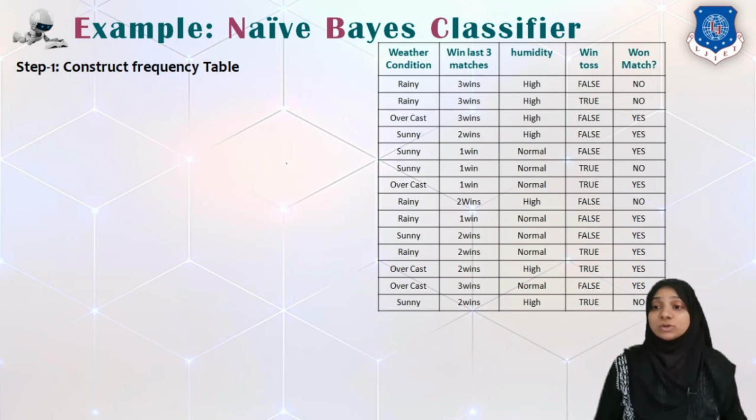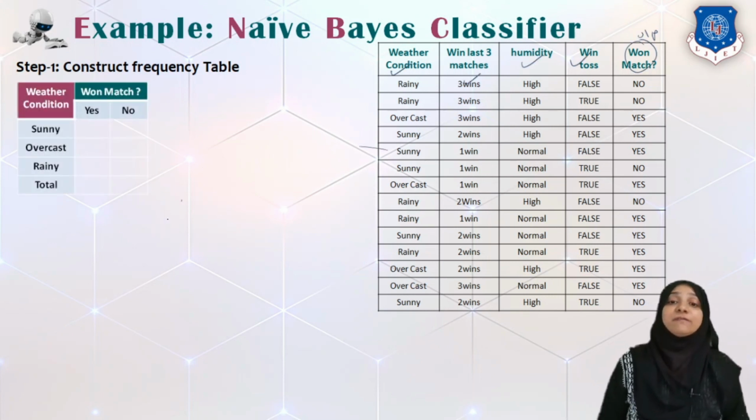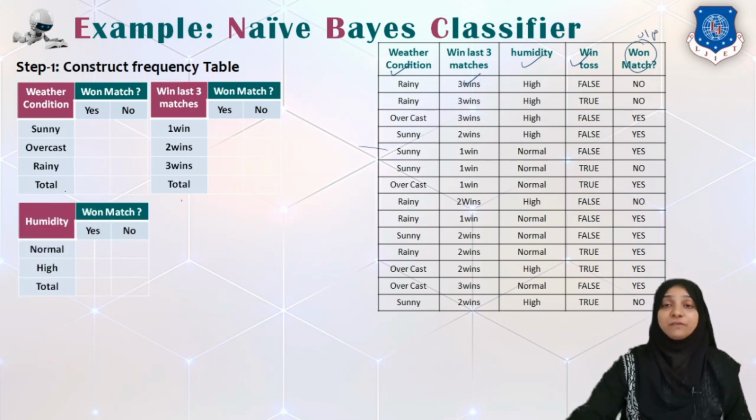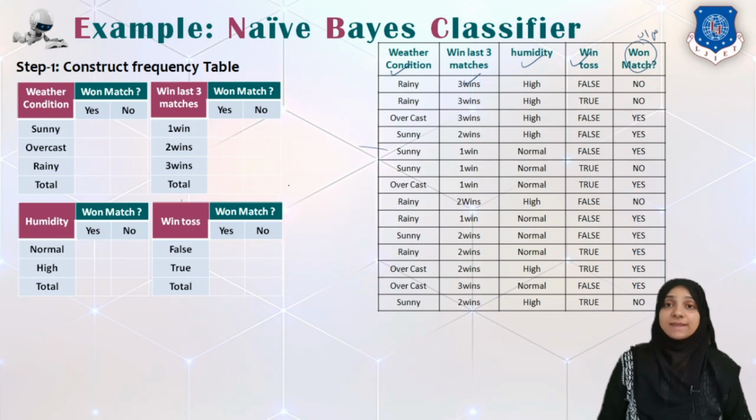Now there are in total 4 inputs. That's why we will create 4 different frequency tables. First table will be of weather condition. Second table will be of last 3 matches won. Third table will be of humidity and fourth table will be of toss. Now in each of these attributes we can have only two possible outputs, whether the final match is won, yes, or it is no, or it is not won. So yes and no is calculated for each of these tables.